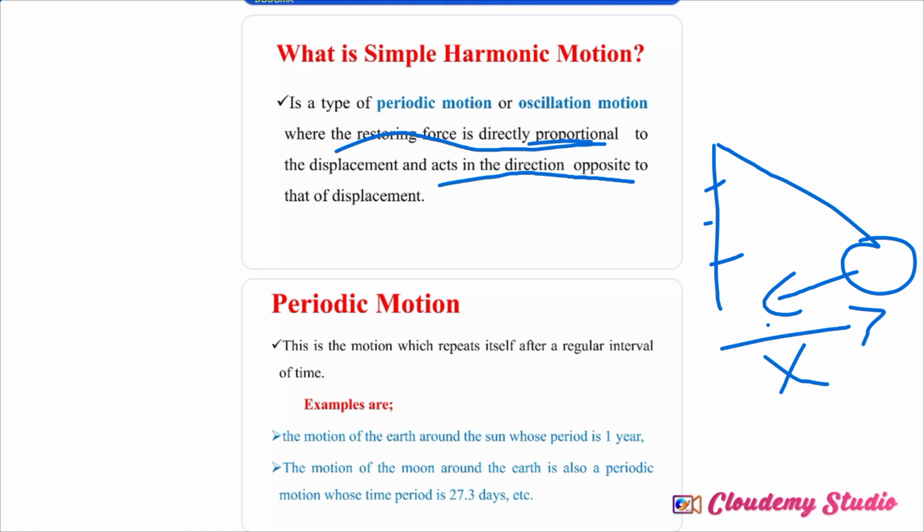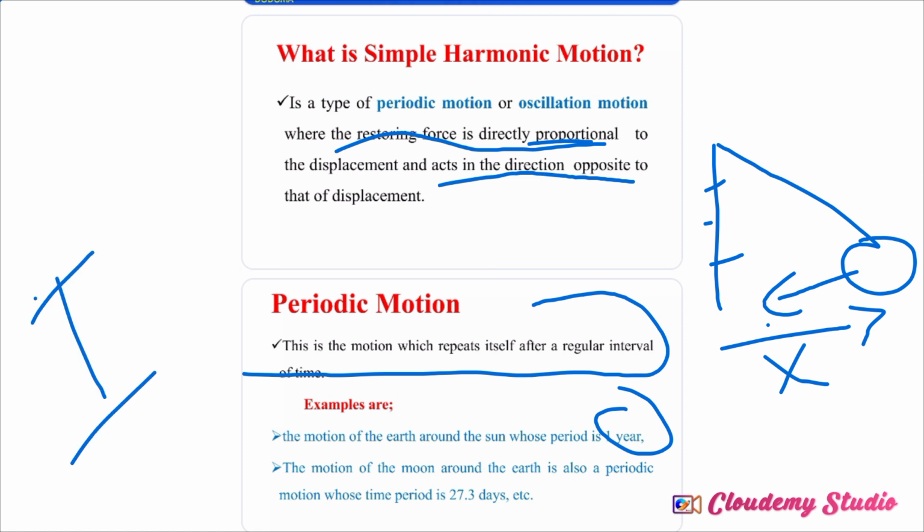So they said periodic motion repeats itself after regular interval of time. So a very good example is the motion of the earth around the sun in 1 year. So periodic is just something that goes and comes back, just like to and fro basically. So the time to complete one complete revolution is known as the period. So basically that's all we have.